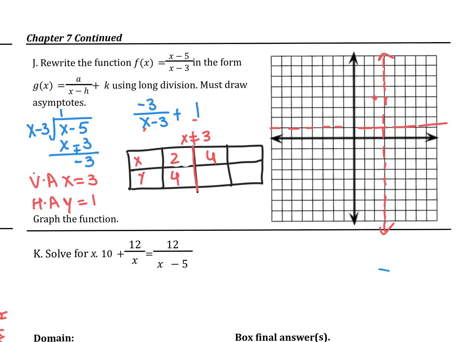Second point, if you plug in 4, 4 minus 3 is 1. Negative 3 divided by 1 is negative 3. Negative 3 plus 1 is negative 2. So negative 2 is the y value. We plot 4 comma negative 2. So 1, 2, 3, 4 comma negative 2 is this point right here.